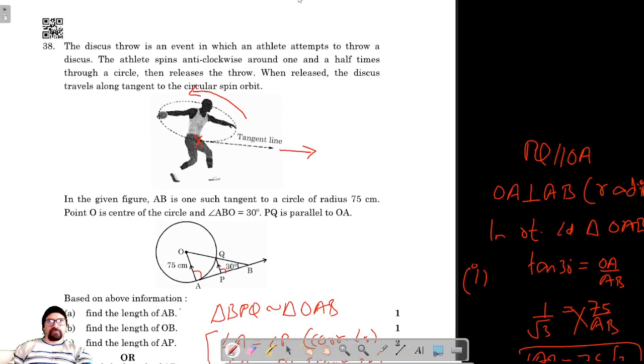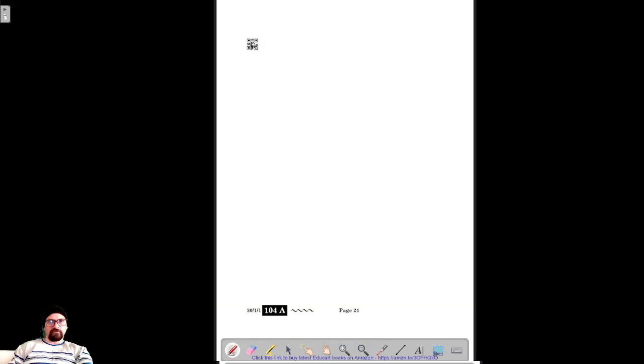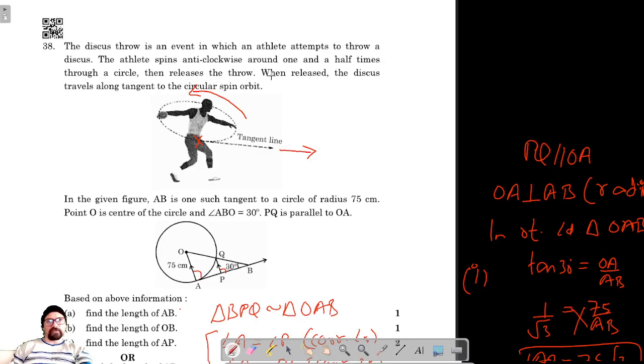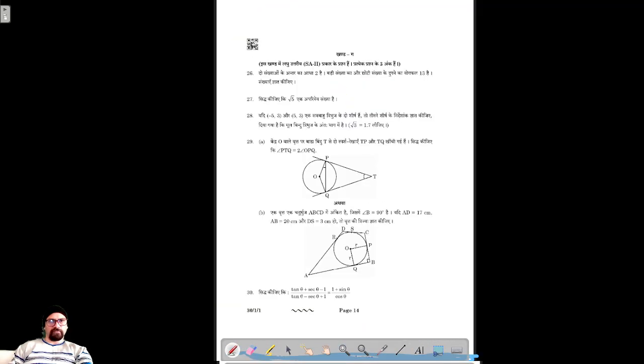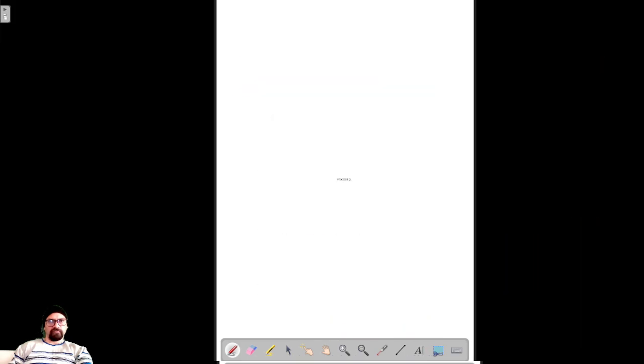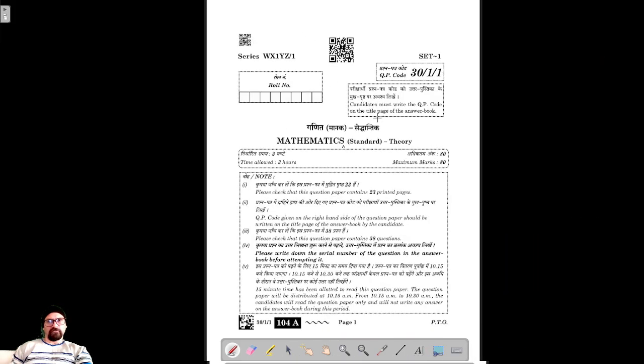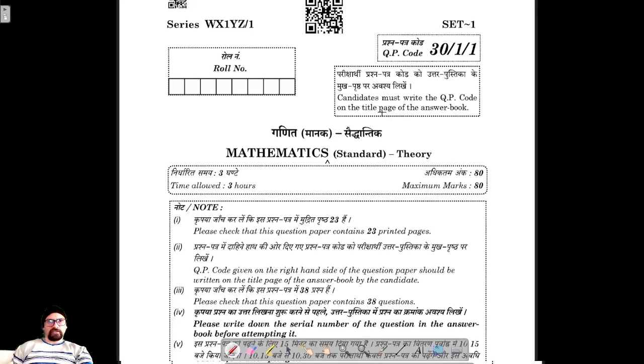And this solves our question number 38. With this, we are done with the complete question paper, which is fully solved. So we are done with the first set 31-1.